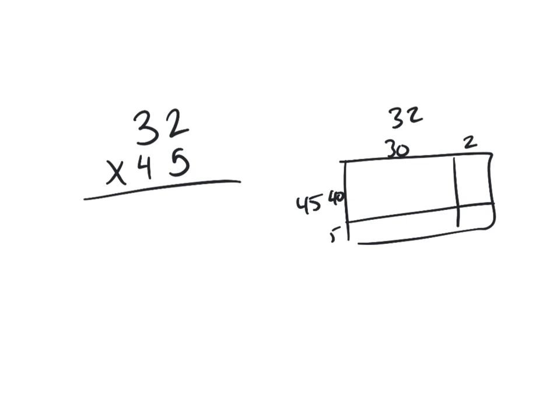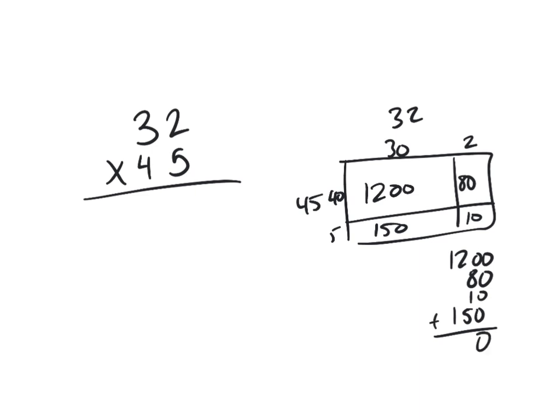So if I was to go about doing it that way as we've done before, I will be doing the 40 times 30 gives me 1,200. 40 times 2 gives me 80. 30 times 5 is 150. And lastly, 2 times 5 is 10. And then I add those numbers up to get my total. And I end up with an answer of 1,440.